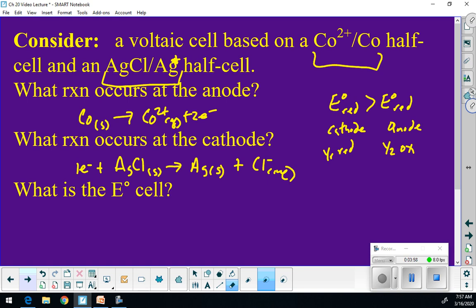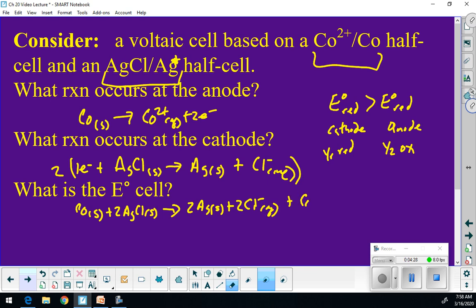Now notice here, how many electrons do I have here? I have 2, so I'd have to multiply this by 2, right? So if I were going to write my balanced equation, it would be Co solid plus 2 AgCl solid going to 2 Ag solid plus 2 Cl minus aqueous plus Co2 plus aqueous, right? Because then I'd have 2 electrons cancel here and here.